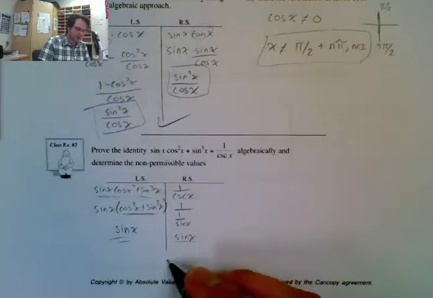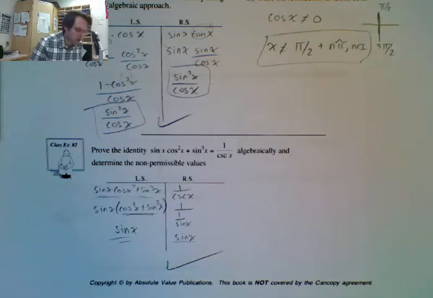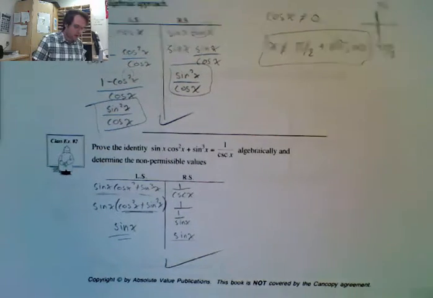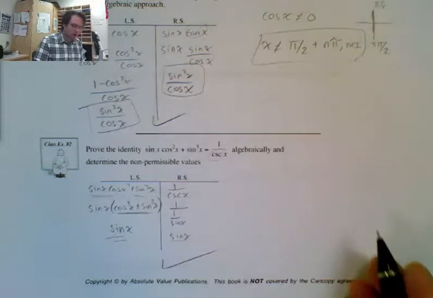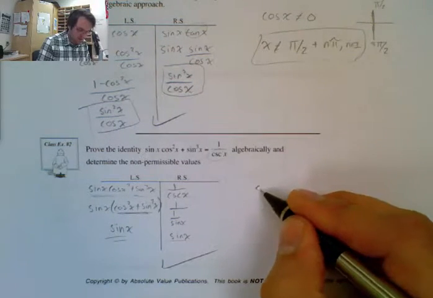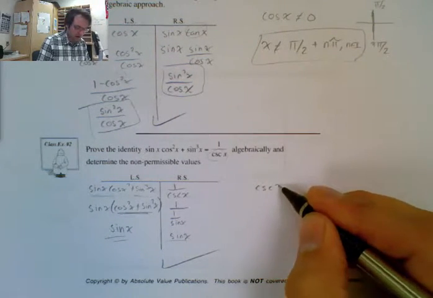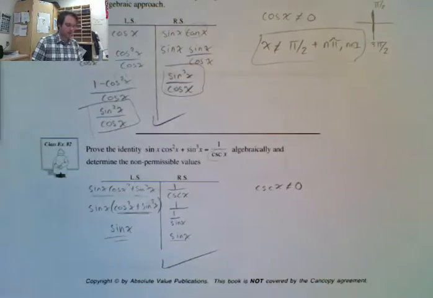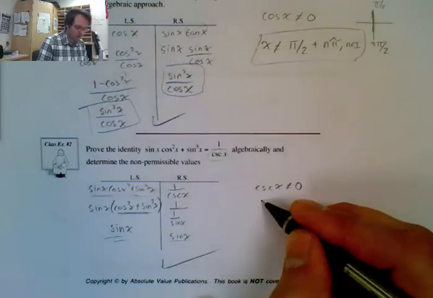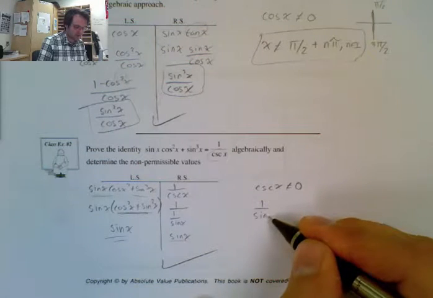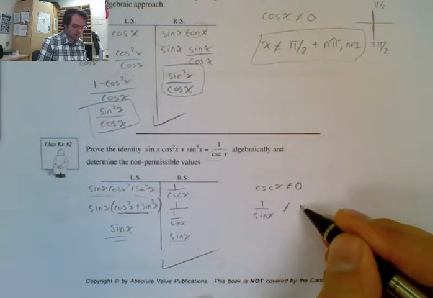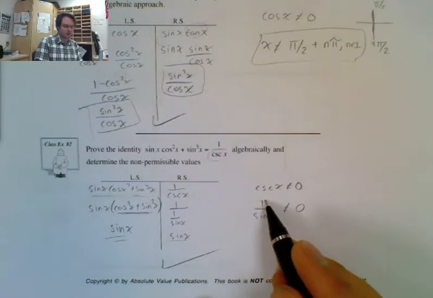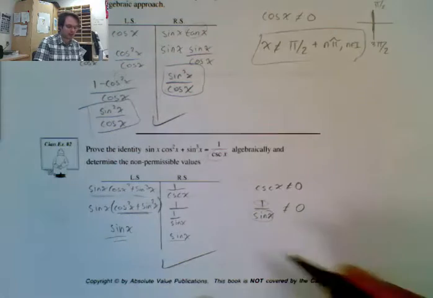And now we look at this. This is true. Now I want to find out what are my non-permissible values. So in this case here, we know that csc x cannot equal 0. Okay? So in other words, we have 1 over sine x cannot equal 0. And there's no way this can be equal to 0, but we have sine x cannot equal 0.